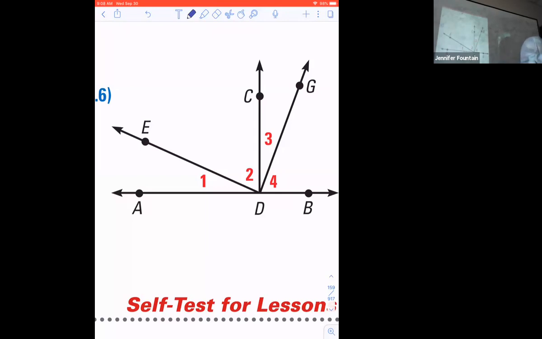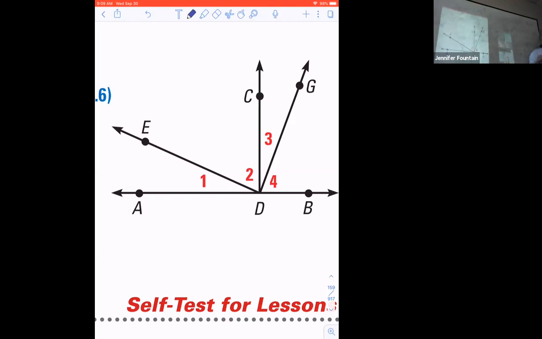And then number 44. If the measure of angle 2 is 70 degrees, what is the measure of angle 4? Okay, so we said the measure of angle 2 is 70 degrees.